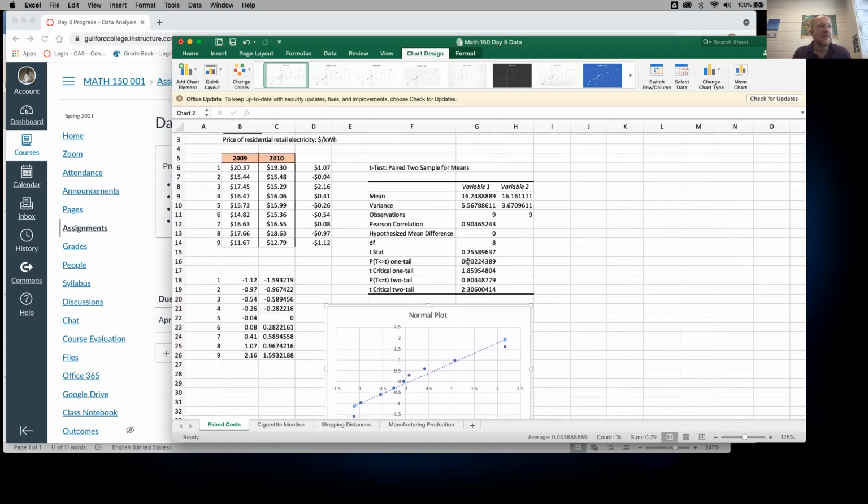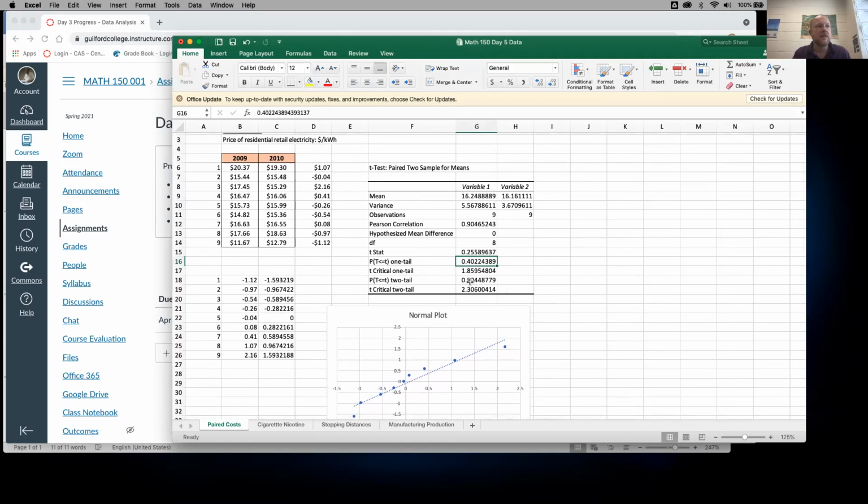And then with this paired difference stuff, if we were trying to show definitely that the 2009 numbers were smaller, then we would look at the one tail probability here. But we really want to just figure out whether they're different. So we look at the two tail probability here. So that 0.8 is way larger than our 0.05. So that means this is not strong evidence of a difference.